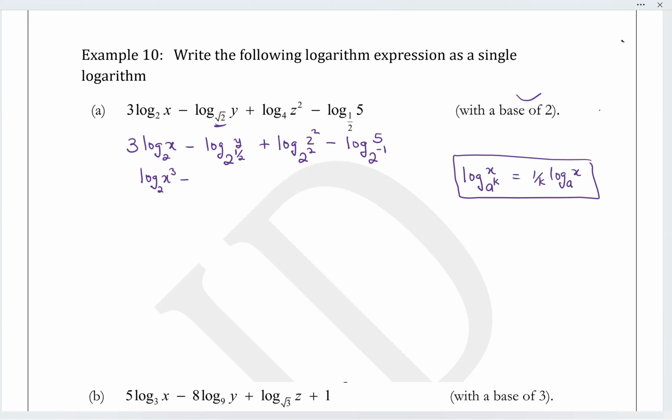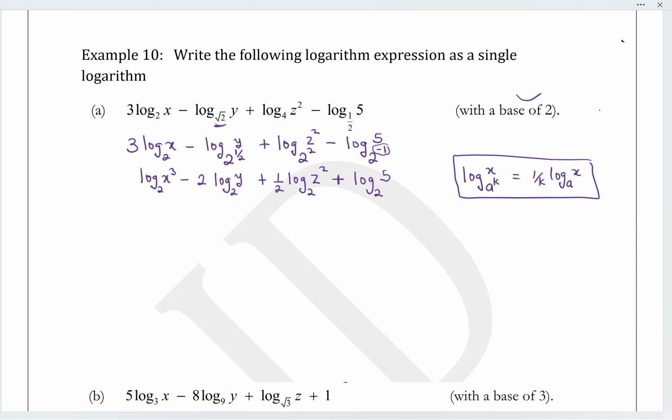Our k here is half. So 1 over k is just going to be 2, right? Because 1 over half. And then you still have this one to base this. Plus, here our k is 2. So it becomes half here. Then you have log to base 2 of z squared minus, here you can see our k is minus 1. So with minus 1, 1 over minus 1 is going to be minus 1. So here becomes plus. And you will still have log to base 2 of 5. So I hope this property is clear.